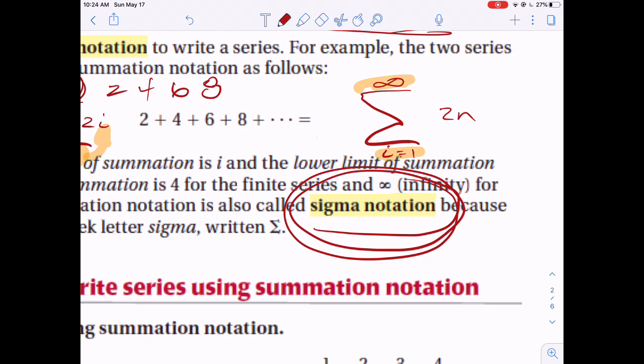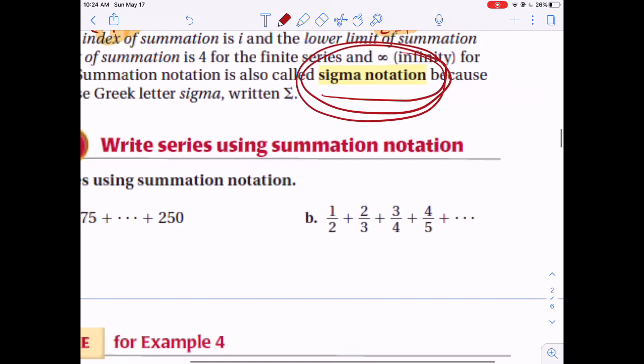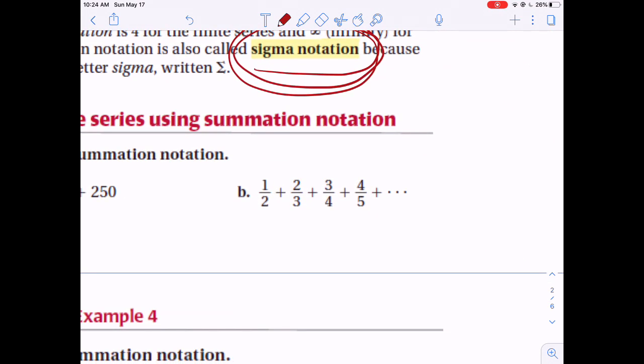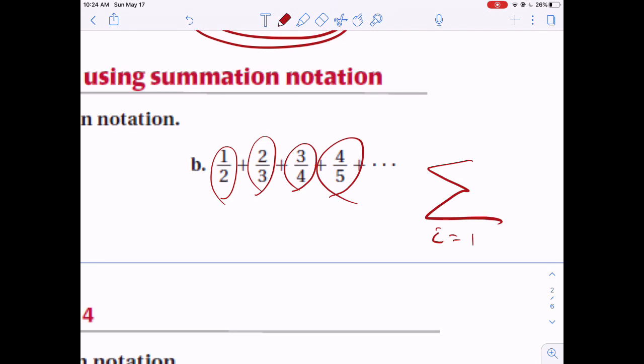All right, let's try some of these. It says, write the series using summation notation. Let me find one a little easier. Let's find this one first. It's a good one to start. So again, I know I'm going to have my sigma starting at 1. Now look how many numbers I got. I got 1, 2, 3, 4 numbers, but I go on forever and ever. So I know that I'm not going to have an end. So I'm going to have infinity up here. I'll go from 1 to infinity.